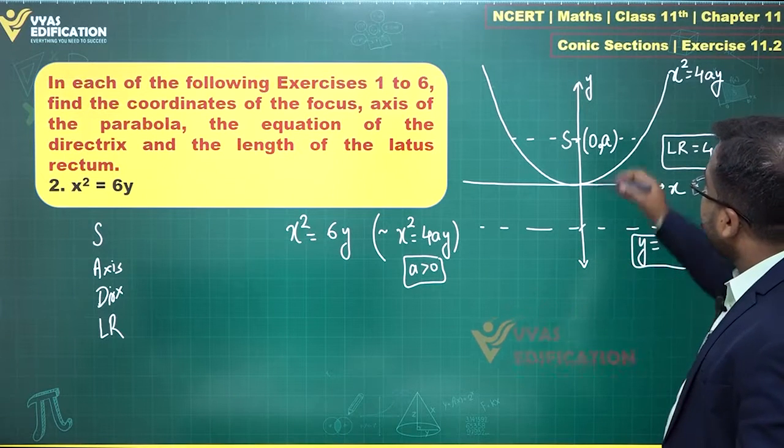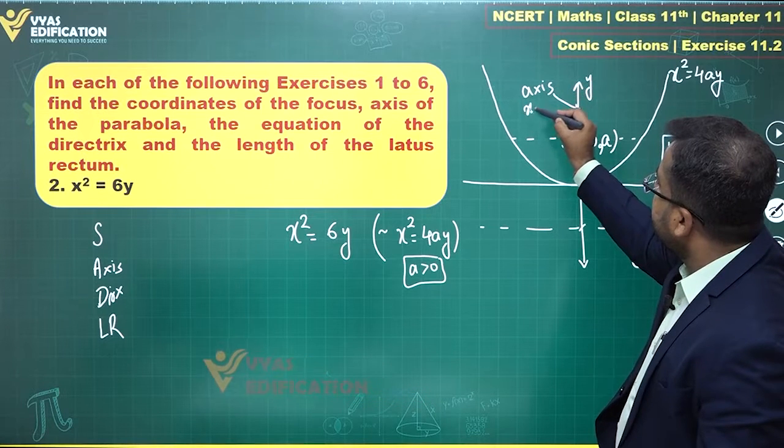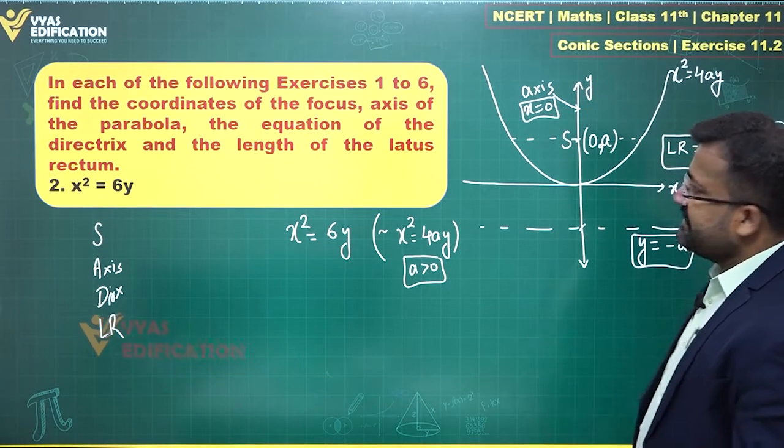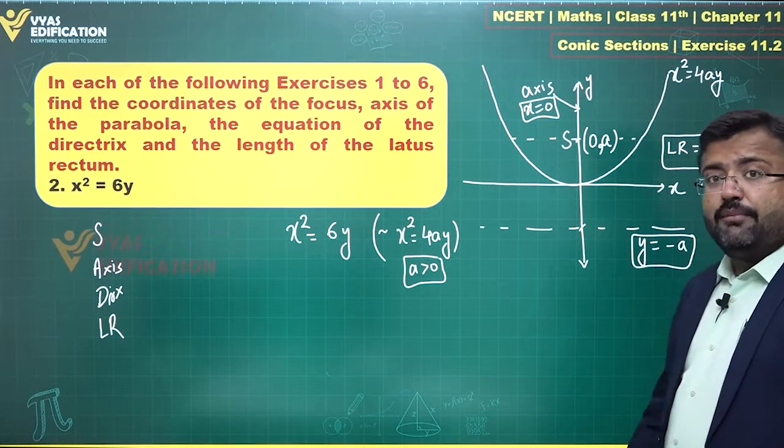And one more thing, the axis. This here is the axis. The equation of axis is simply x equal to 0. This is the y-axis, right? The y-axis is the axis of this particular parabola.